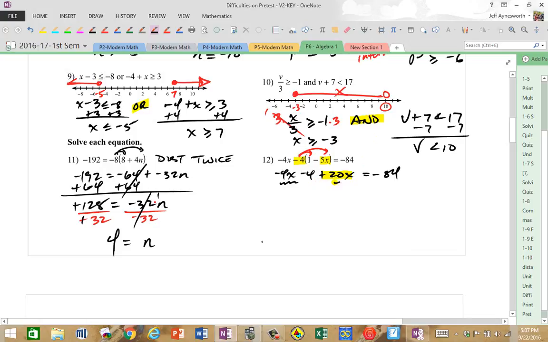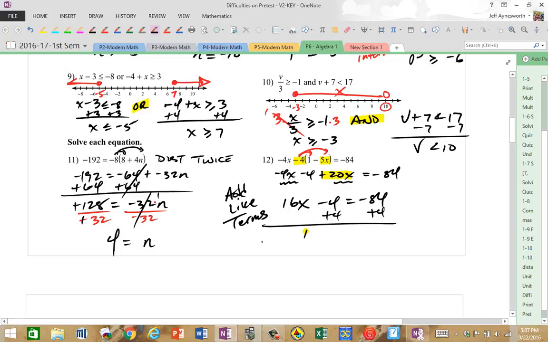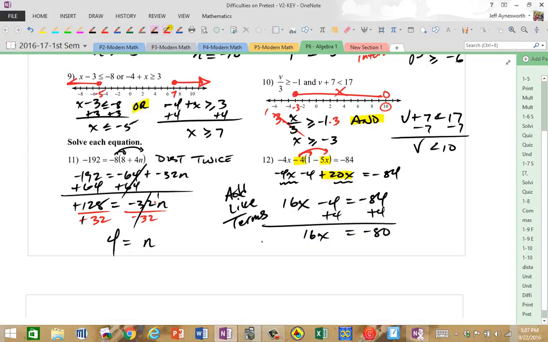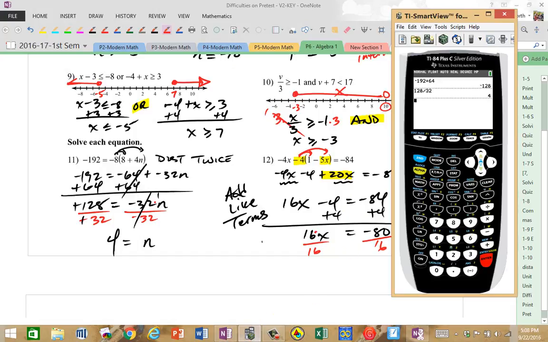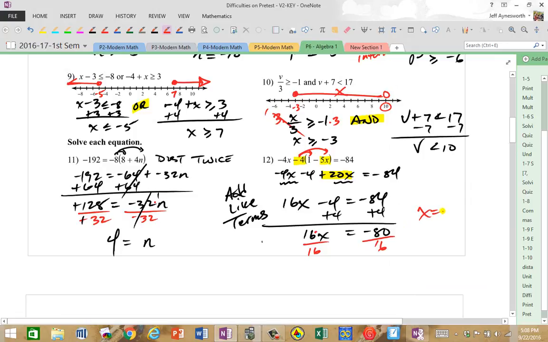Let's add like terms. This one and this one, 20x minus 4x is 16x. All right, minus 4 is equal to negative 84. Add the opposite. And you get 16x is equal to negative 80. 16x is 16 times x, right? The inverse is division, right? So divide by 16. If you don't know what that is, if you don't know it's negative 5, don't worry about it. Just enter it in. Take negative 80 divided by 16, and you should get negative 5. So x equals negative 5.